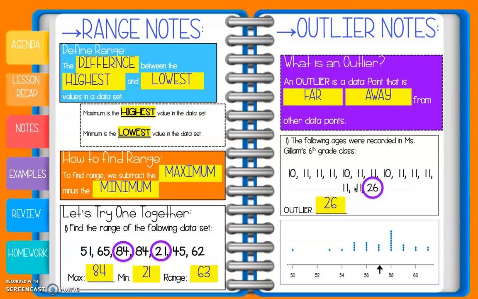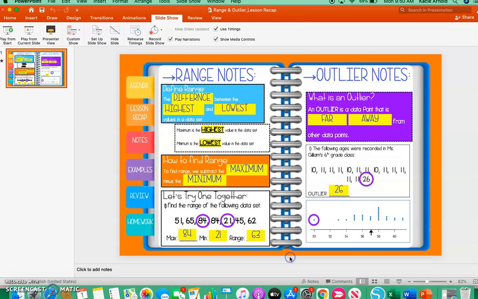Now, when we look at visual representations of data, outliers are really easy because you see a cluster of data and then you see one point all the way out there by itself. In example 2 here is our cluster of data. We see a gap and then we see this little guy out here by himself. Once we see the cluster and the gap, the one out there by itself is our outlier. So in this case, 50 is our outlier.